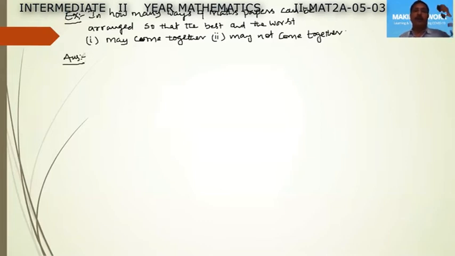So how many papers are given? 9 papers are given. 9 maths papers of different students. That means they are different.